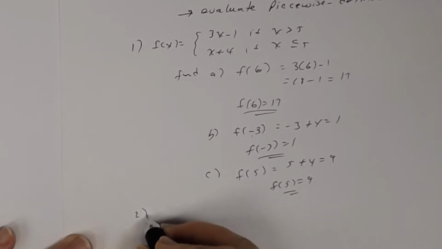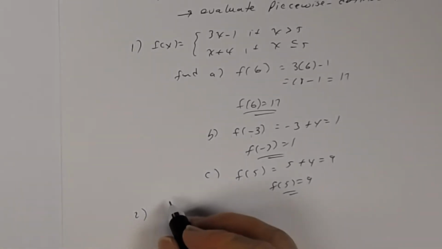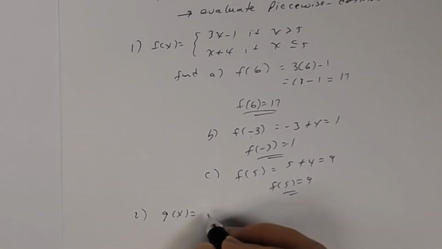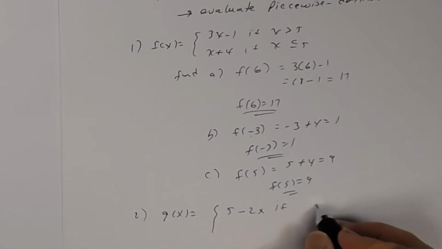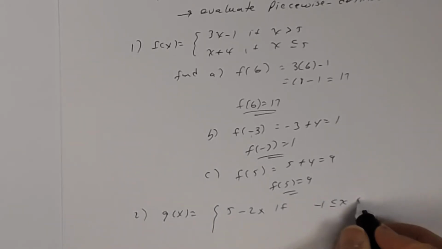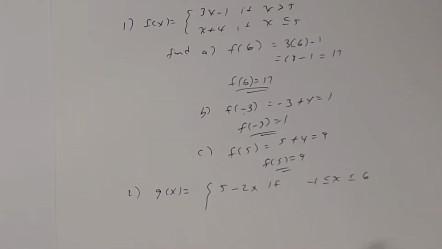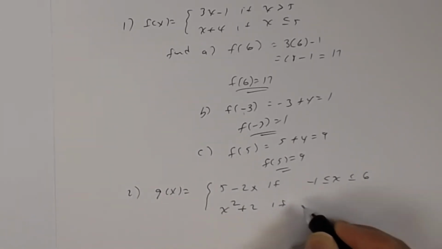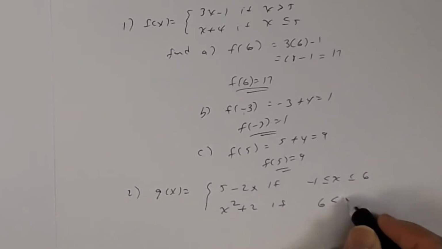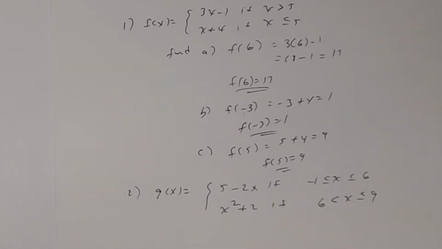All right, let's go to number 2. Number 2, let's suppose we had this function, g of x is equal to 5 minus 2x if negative 1 is less than or equal to x is less than or equal to 6. And then the other piece is x squared plus 2 if 6 is less than x is less than or equal to 9. All right.